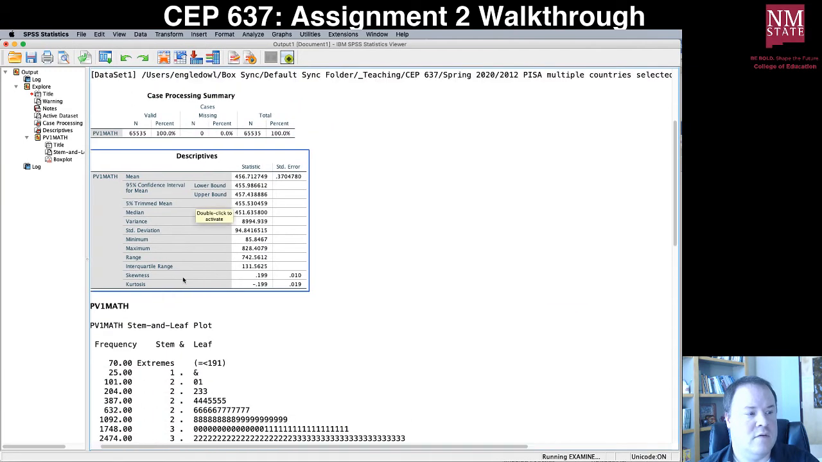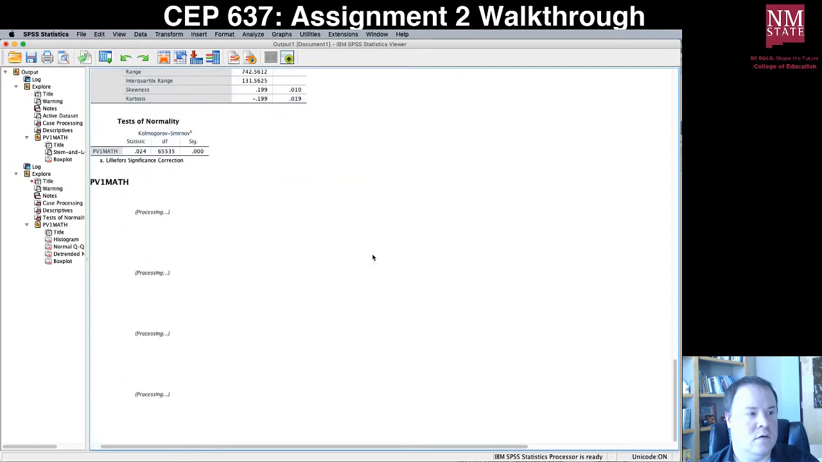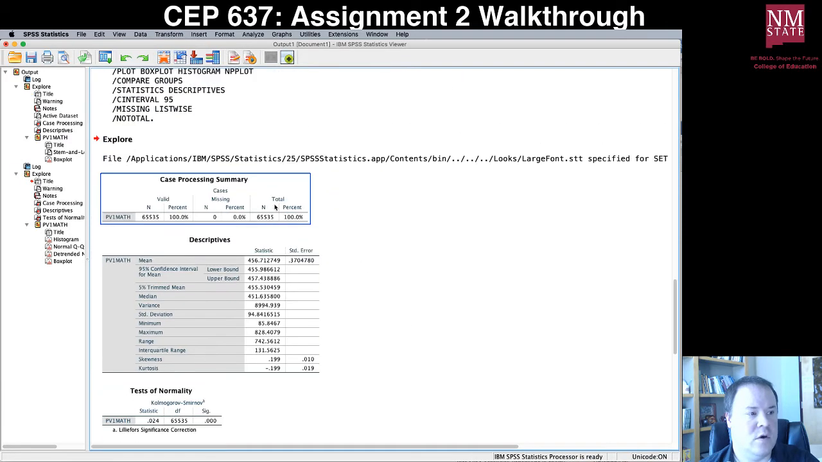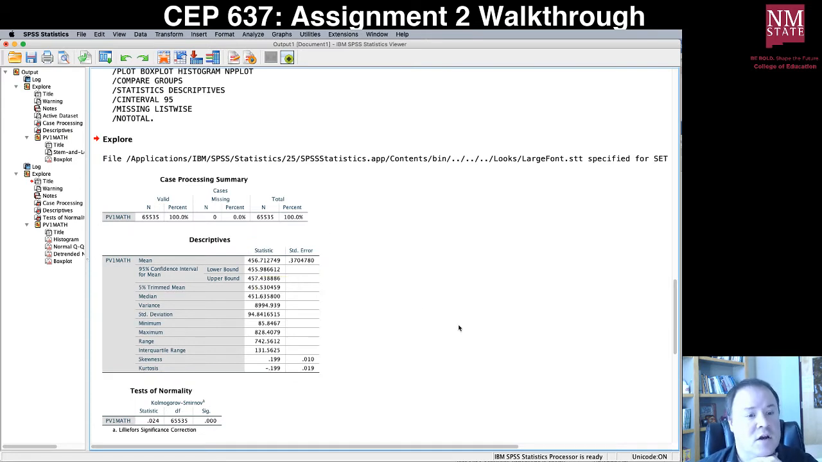So we have the mean. There we go. It's taken a while to run it. A mean of 456. This is across all countries in the data set and regardless of how much they enjoy math. So this is not diving into those specific groups yet. A mean of 456.